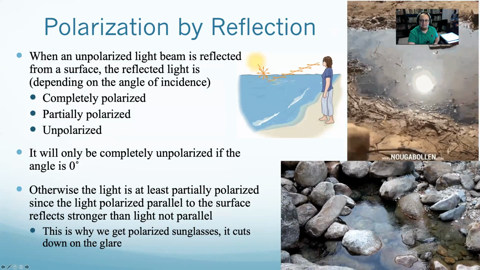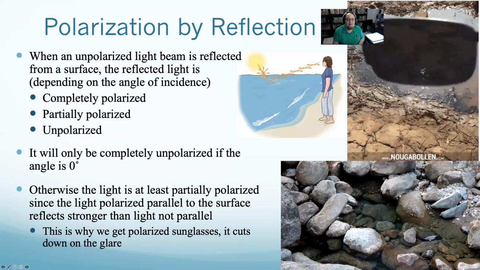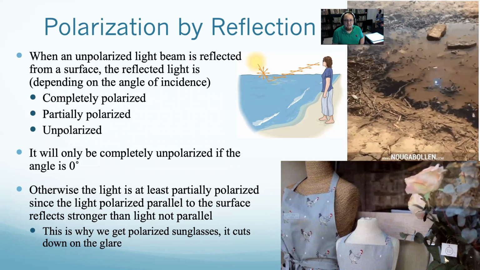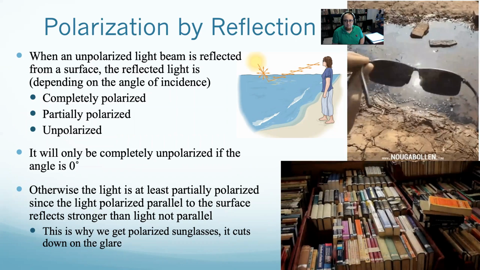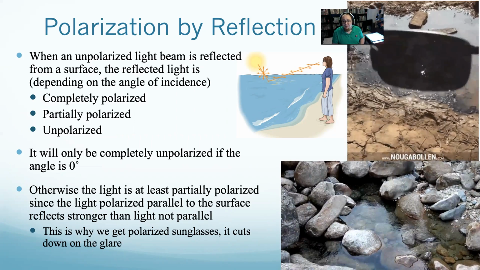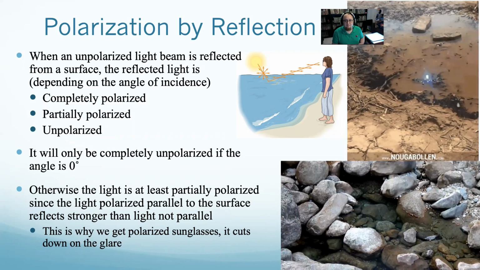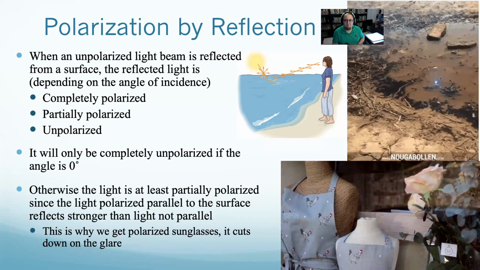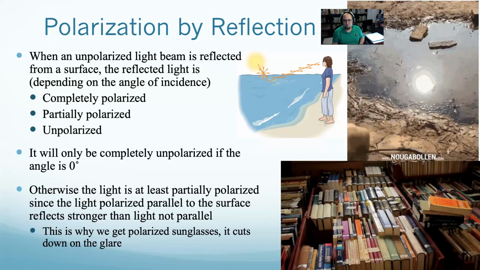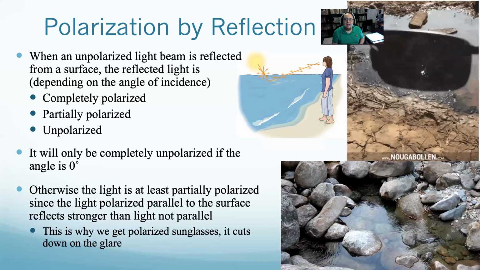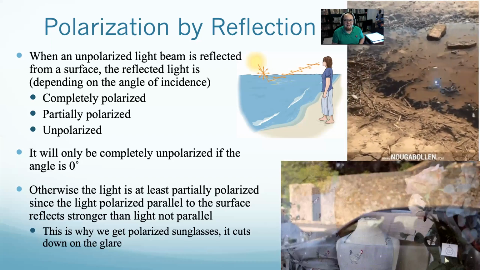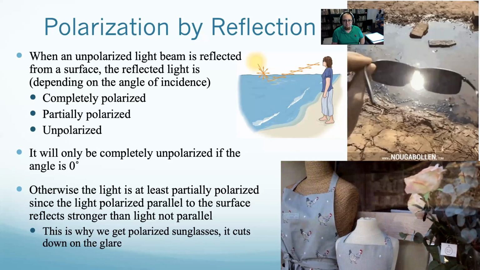Here's the idea. Whenever light is reflected, the light will either stay non-polarized, become completely polarized, or somewhere in between. For the record, the light only stays completely non-polarized at 0 degrees. So if you have light shine down and bounce straight up, it will not be polarized. However, for any other angle, light will become polarized, at an angle matching the surface.